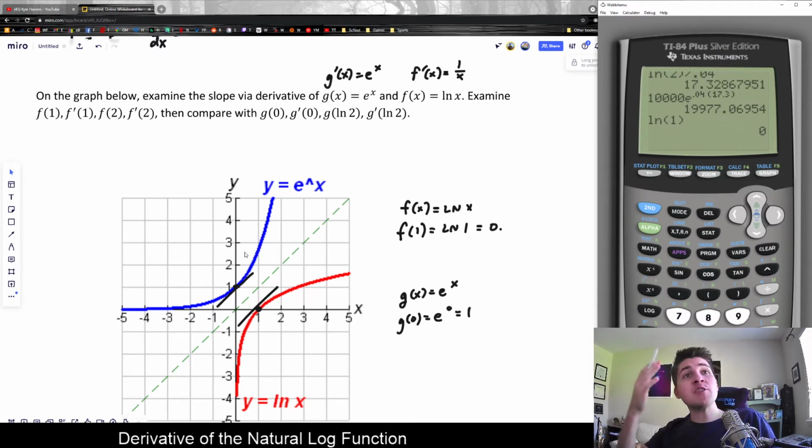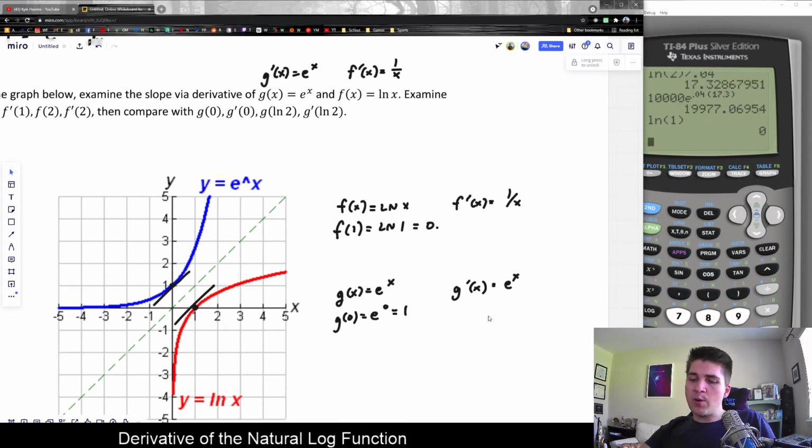Anyways, obviously we can use derivatives to find the slope. That's the whole point of the derivative. The derivative function gives us the slope at a particular point. So, as we know, f prime of x is equal to 1 over x, and g prime of x is equal to e to the x. The derivative of e to the x is always itself. So let's say we wanted to know what is the slope of e to the x at 0.